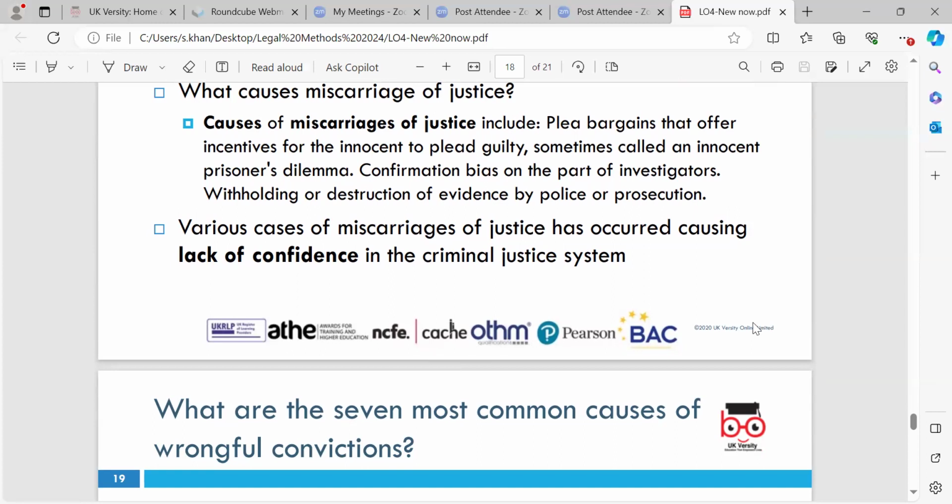In criminal law, a miscarriage of justice can be defined as an outcome in a judicial proceeding that is unjust, unfair, or improper. The term, as we mentioned, is often used to describe an error made by the court that results in the conviction of an innocent person for a crime they did not commit.